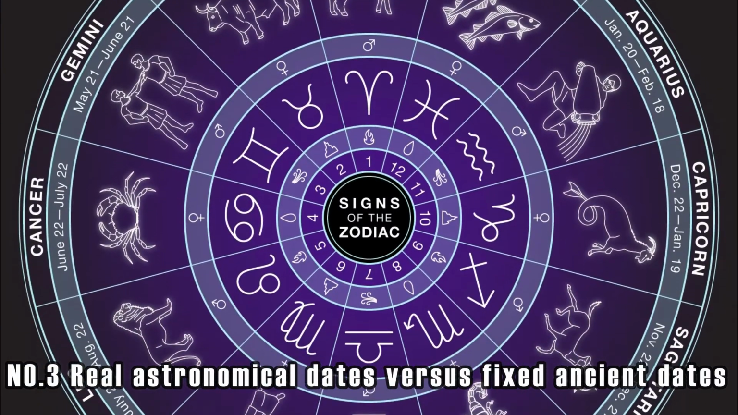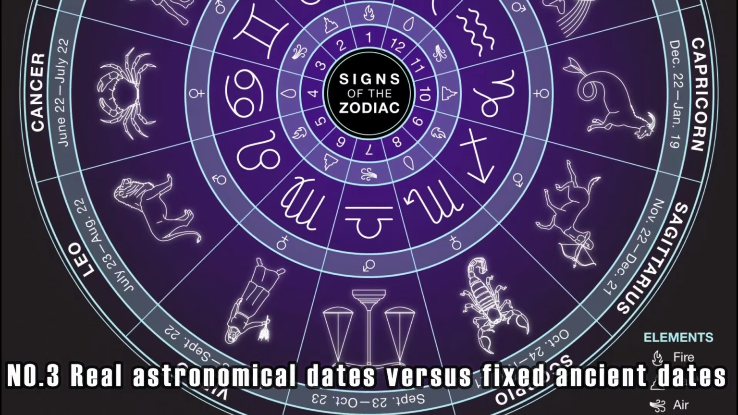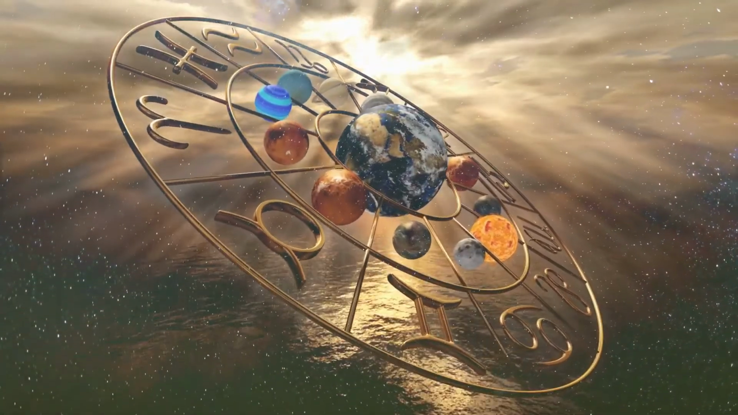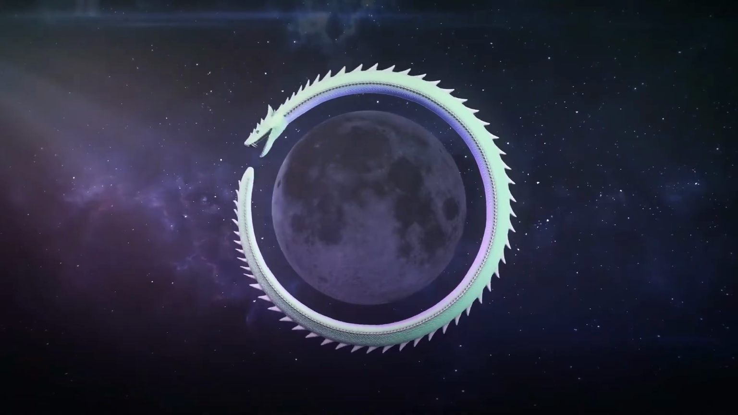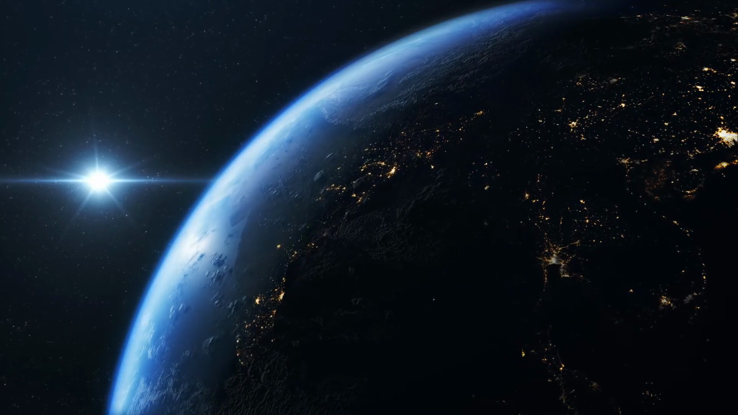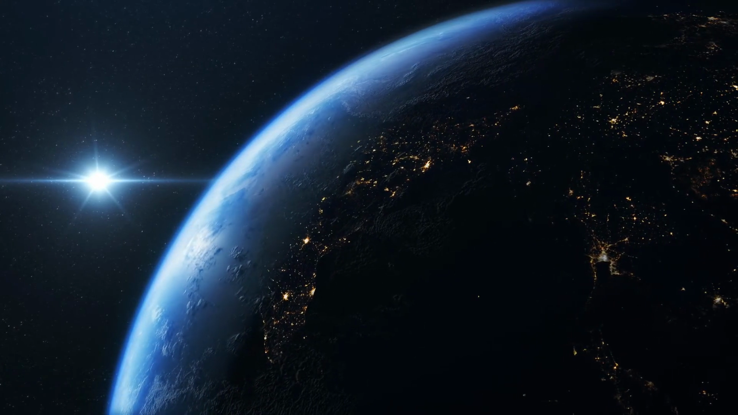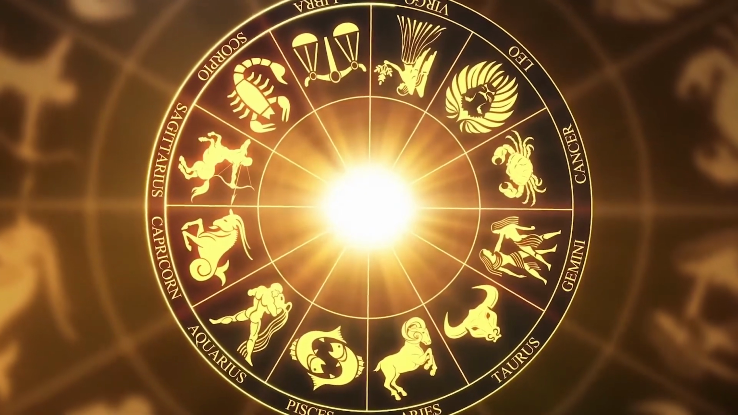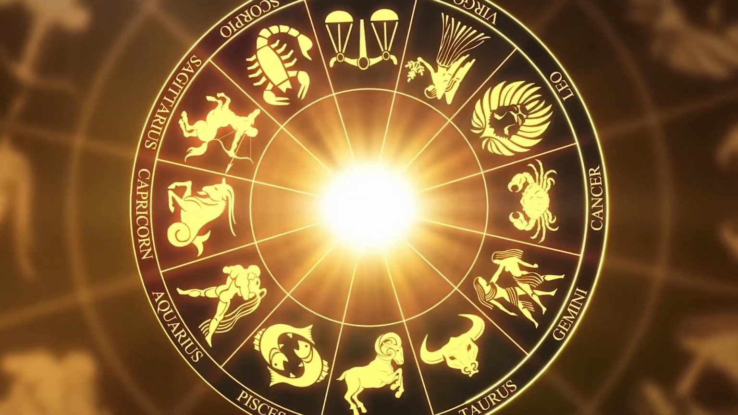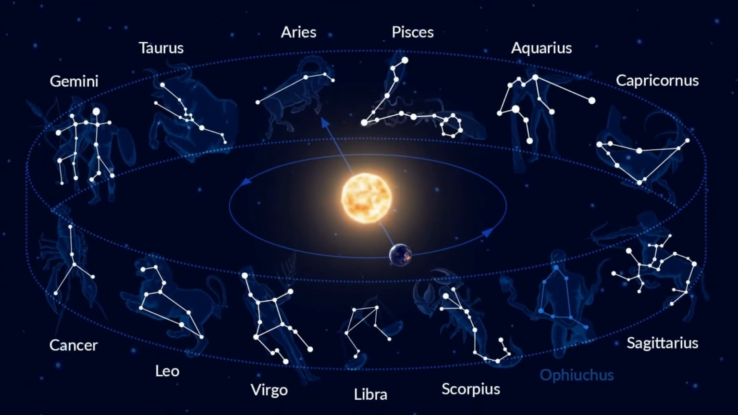Number 3. Real astronomical dates versus fixed ancient dates. Thirdly, the dates of the zodiac signs now occur around a month before the sun's alignment with the respective constellations. The world has evolved since these dates were established more than 2,000 years ago. So, to conclude, from fortune-telling to seasonal changes, it's all about the zodiac signs and zodiac constellations, respectively.